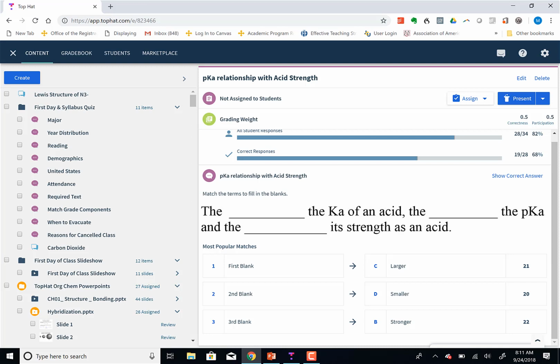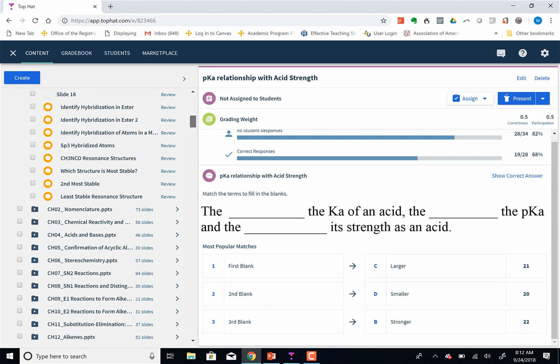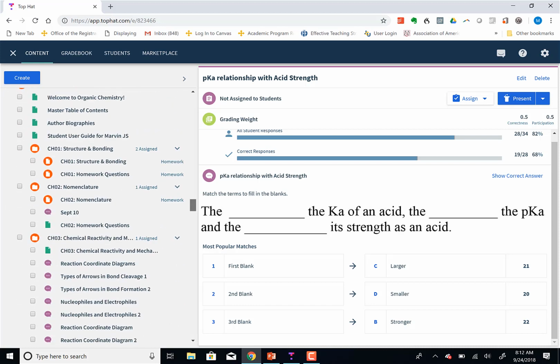Okay? Because you're going to match up some acids with pKa values for multiple choice, or kind of matching, and so that's what you have to remember. The stronger the acid, the smaller the pKa. Okay? So, good. We remember that, or we remember it from the reading.